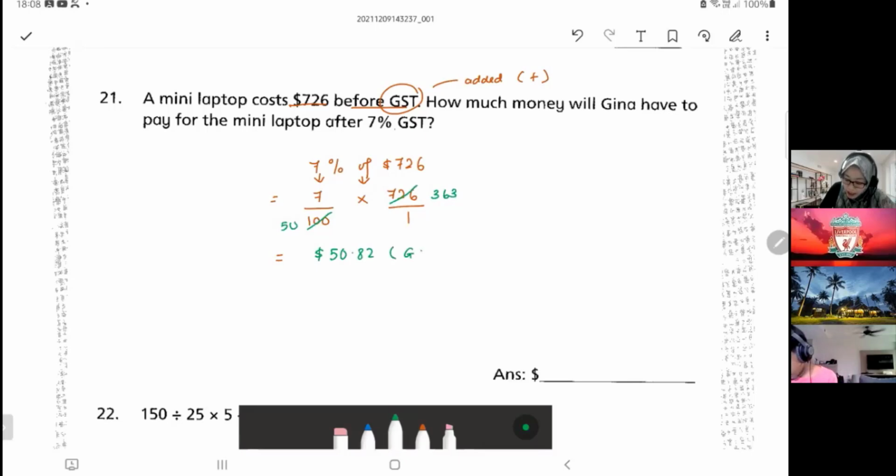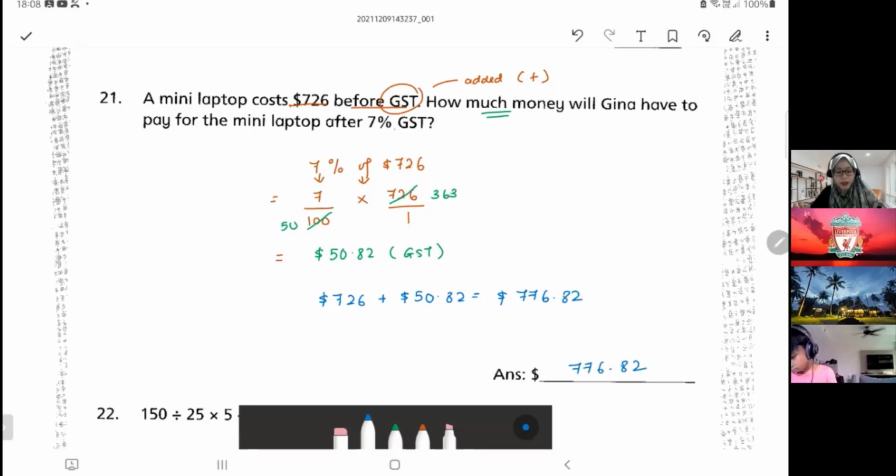This is GST only. Do I want what is the GST? No. How much money I have to pay for the laptop? Means you must add it in, right? 726 plus $50.82 equals to $776.82. That's your answer.